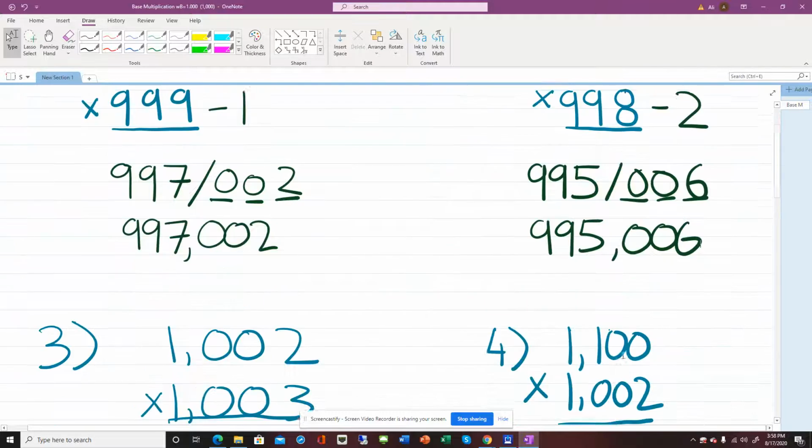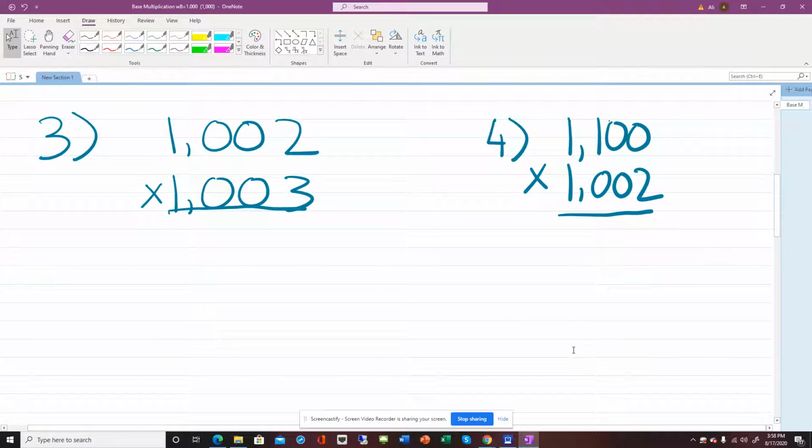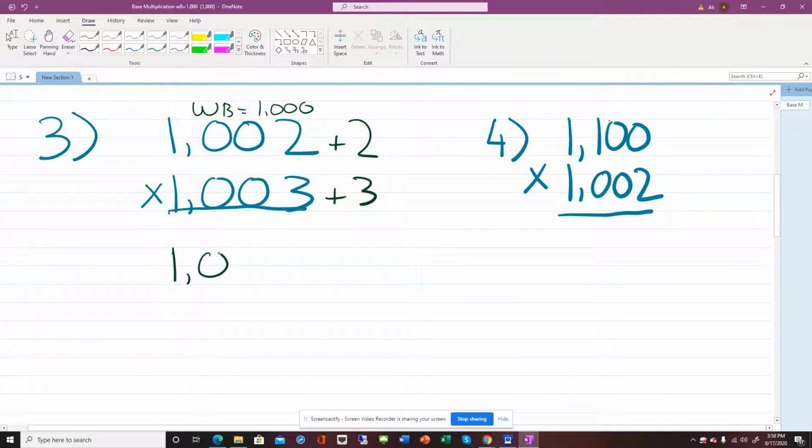Great. Let's go down. So working base is again 1,000. This has a surplus of 2. A surplus of 2. This is a surplus of 3 from the working base. We're going to cross add. So I get 1,005.